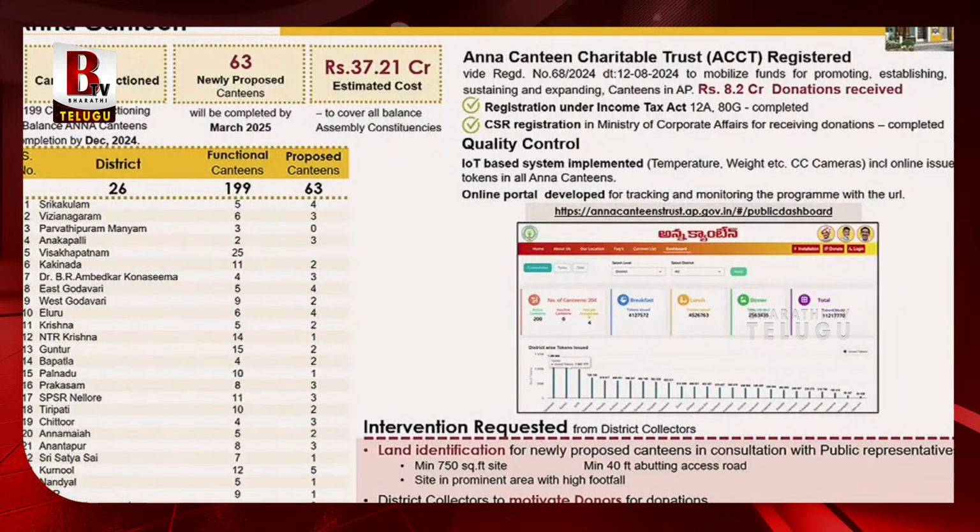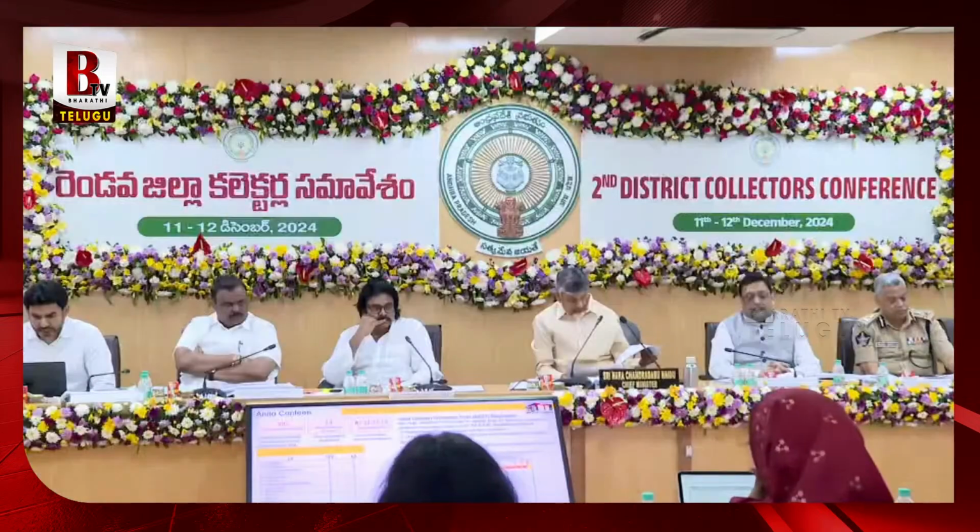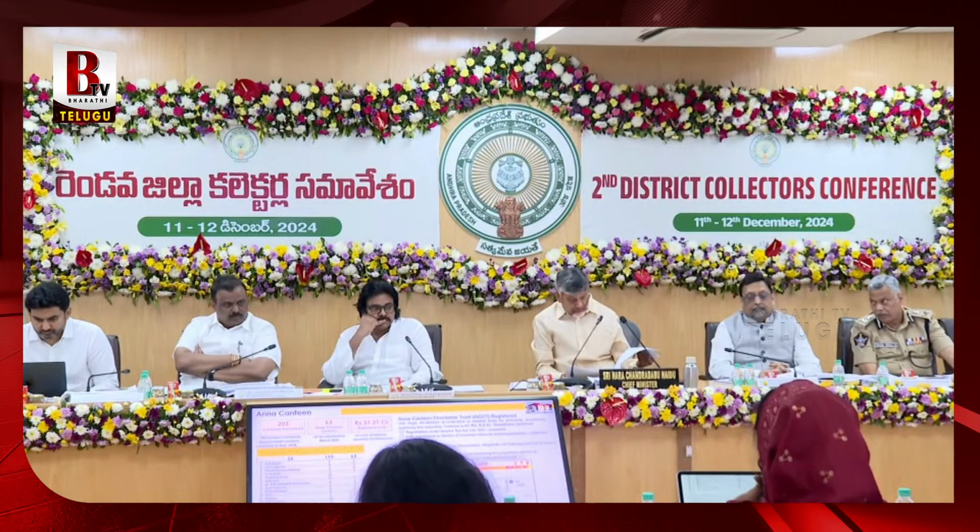So the request from the collectors is that the list has been communicated. We had a detailed discussion with our Principal Secretary Sashi sir also. We'll be sending the places where this is to be set up. In consultation with the public representatives, identify the place where this is to be set up. And when you identify the place, it is to be ensured that it is a prominent area with high footfalls, and it should be abutting a minimum 40 feet access road, so that I think we can expect more number of people coming there and availing this kind of facility.